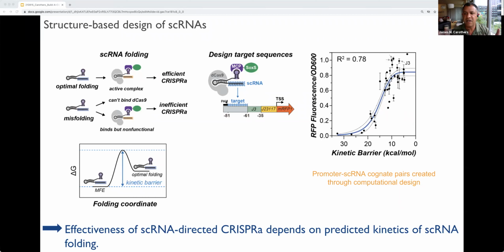So what we did is built a set of something like 40 different promoter scRNA pairs. And we analyzed a bunch of different kinetic and thermodynamic parameters, but the one that had the most significant, most predictive impact on function is something that we call the kinetic barrier, the folding barrier that separates the guide RNA at the end of a transcriptional process, or its minimal free energy structure, from the structure that's necessary for function. And there's a really strong correspondence here between the effectiveness of scRNA-directed CRISPRA and the predicted kinetics of scRNA folding.